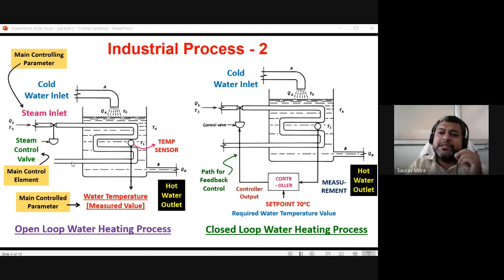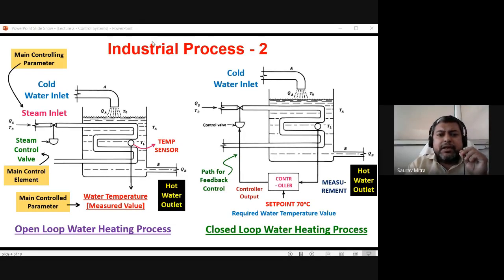Whereas the open loop process is very simple, but we don't have proper control over an open loop process. An open loop process is not an automated process. That is the biggest downside. A closed loop process is an automated process. So I think in the exam, you can explain these two processes if open loop and closed loop are asked.